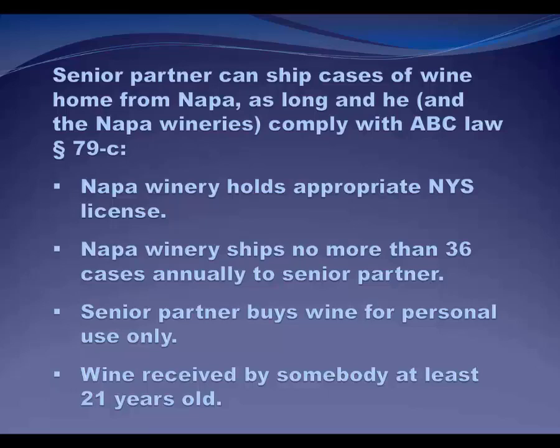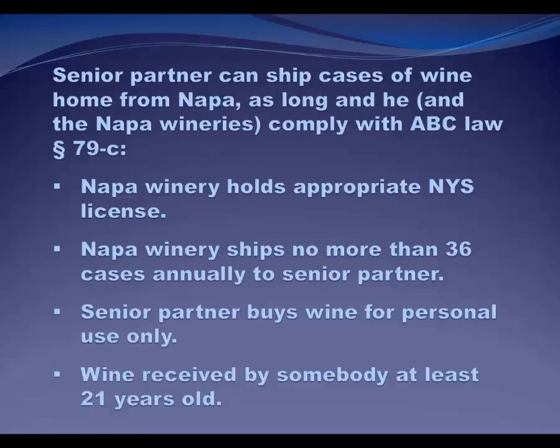And this is how I would summarize those conditions for him. Make sure the Napa winery holds the appropriate New York State license. The partner will also need to make sure that he doesn't buy any more than 36 cases from any one winery. That may or may not be a problem for him, but that's a condition for direct shipment, so I'll have to live with the limit.